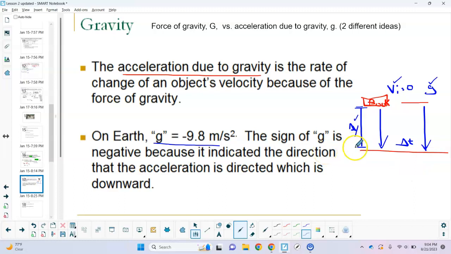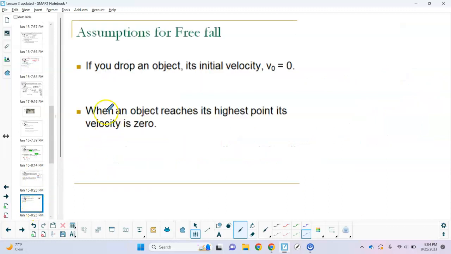There are some assumptions that we will make with free fall that are slightly different than what we do with horizontal kinematics. First off, if you drop something, the initial velocity is 0. Okay, so that's one assumption. Go to the next slide. So if you drop something, initial velocity is 0.